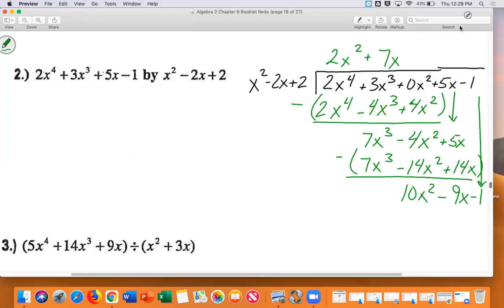All right. Hannah, what would I multiply x squared by to get 10x squared? 10. So it's 10x squared minus 20x plus 20. And we're subtracting. So 10x squared minus 10x squared, they cancel. Negative 9x minus negative 20x is 11x. Negative 1 minus 20 is negative 21. Again, I'm done. This is my remainder.